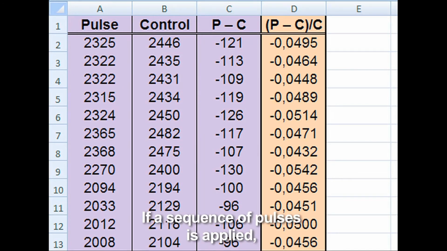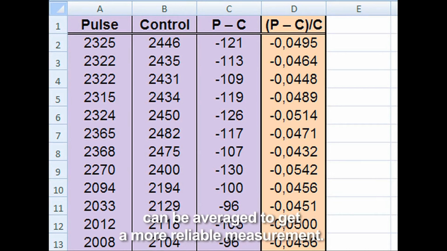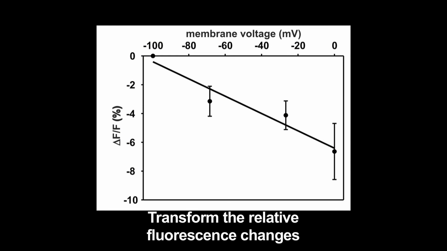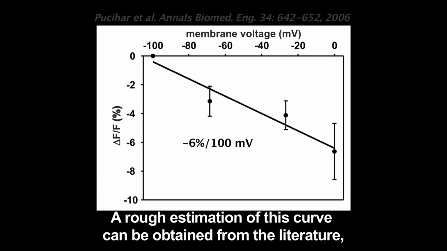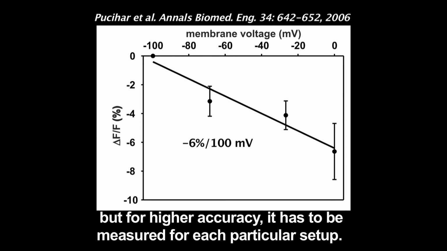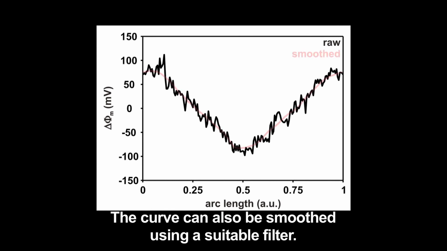If a sequence of pulses is applied, the relative change values determined for each pulse can be averaged to get a more reliable measurement. Transform the relative fluorescence changes into the induced membrane voltage using a calibration curve. A rough estimation of this curve can be obtained from the literature, but for higher accuracy, it has to be measured for each particular setup. Plot the voltage as a function of the relative arc length. The curve can also be smoothed using a suitable filter.